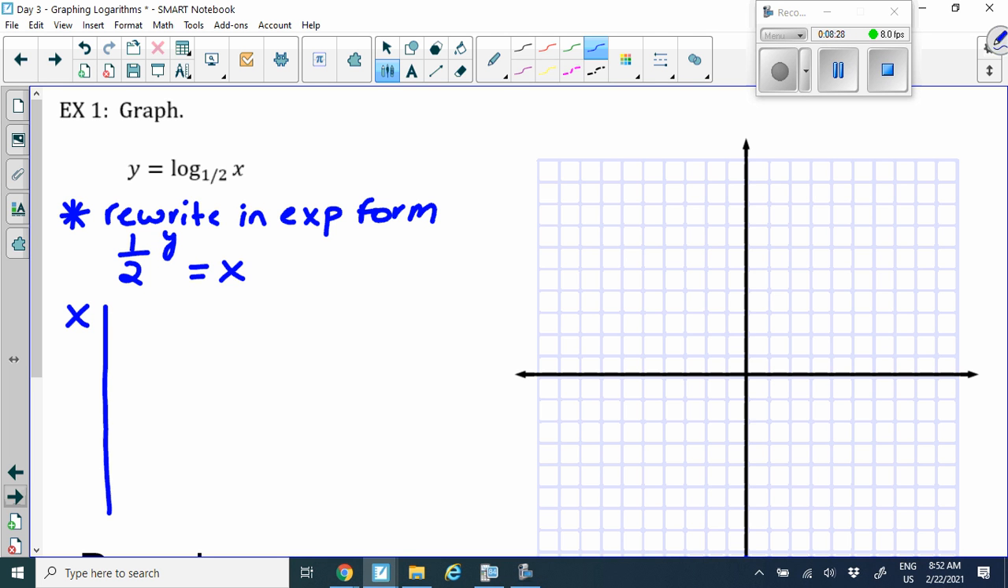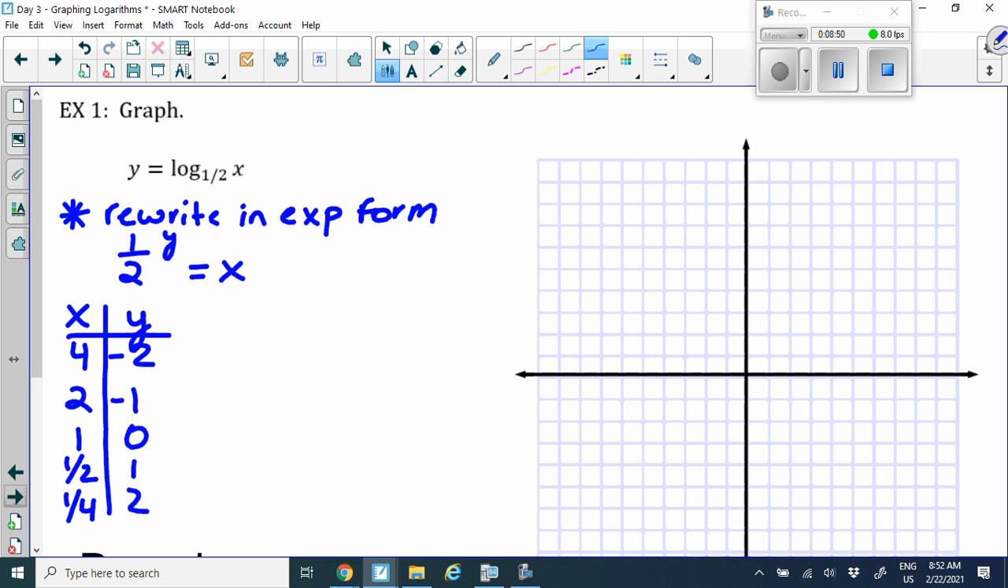Now we do x and y. Now I do need to plug in the 5 points into my y value. So it's going to be -2, -1, 0, 1, and 2. If I plug -2 into there, I flip the fraction. 2 squared gives me 4. 1/2 to the -1st gives me 2. 1/2 to the 0 gives me 1. Then I have 1/2 and 1/4.